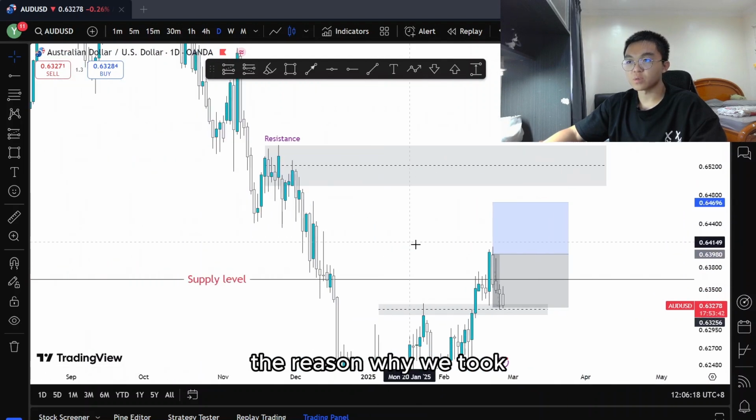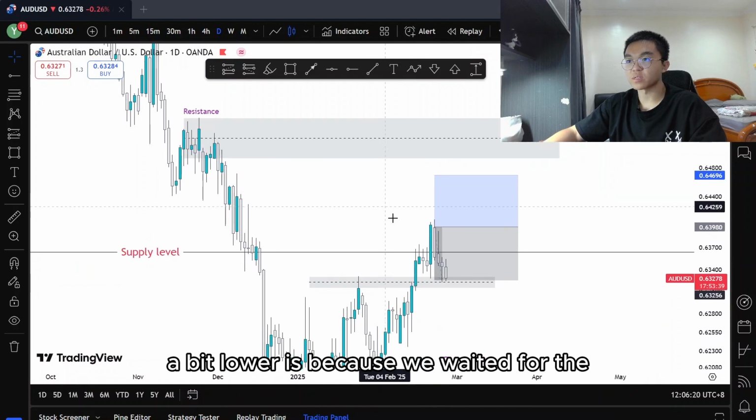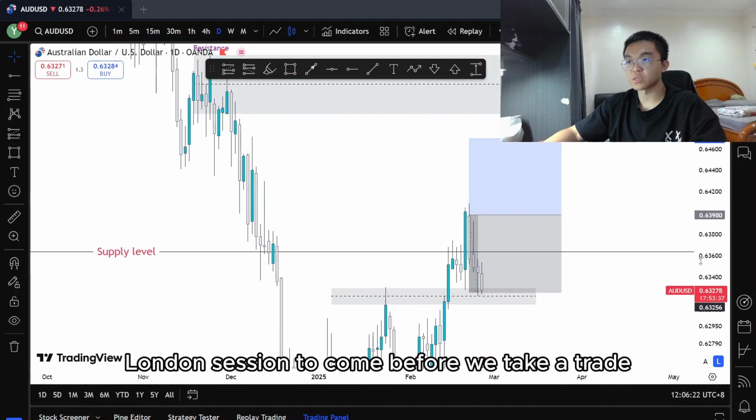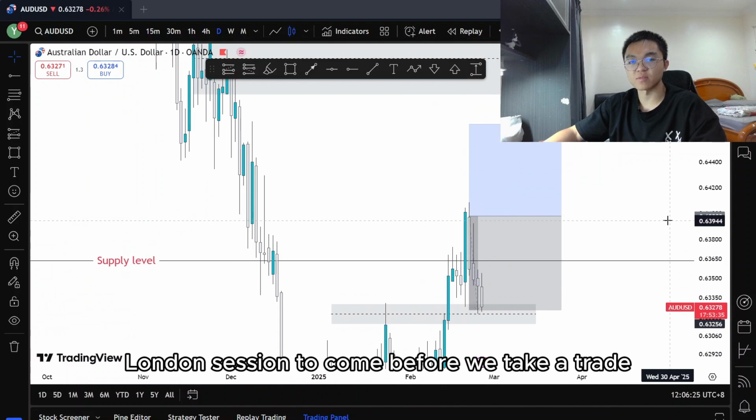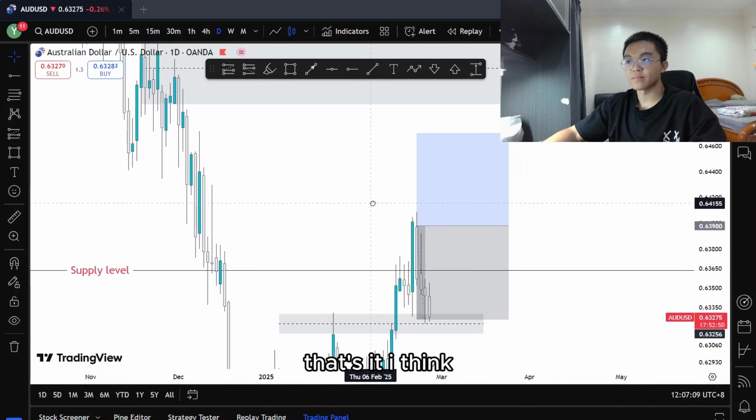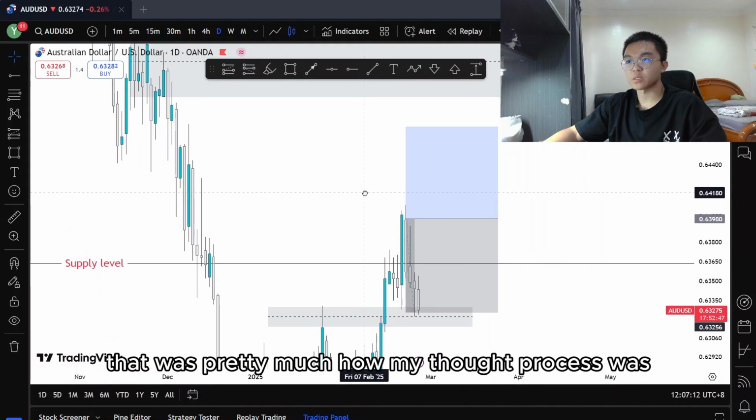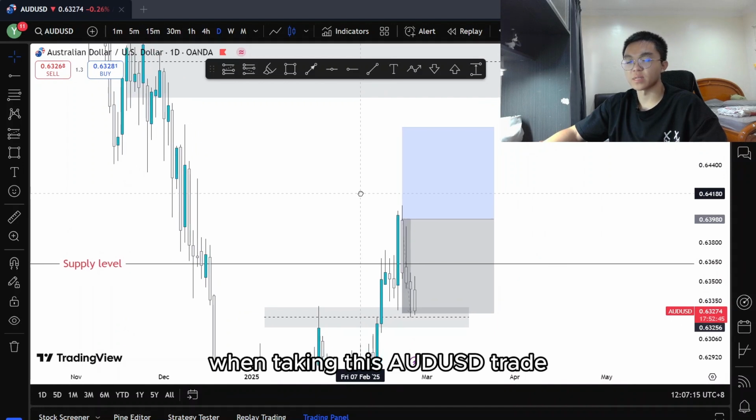The reason why we took a bit lower is because we waited for the London session to come before we take the trade. So that's it. I think that was pretty much how my thought process was when taking this AUD US dollar trade.